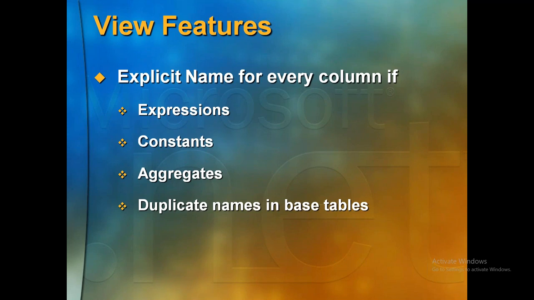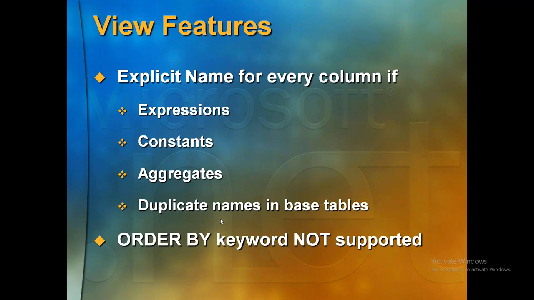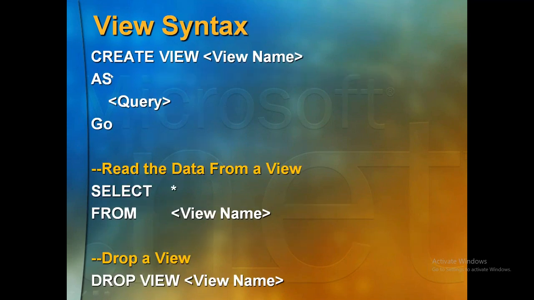Now, an explicit name is needed for every column if there are expressions, constants, aggregates, or duplicate names in the base tables. Now, the order by keyword is not supported in the view. Okay. So what is the view? If you ask me, a view is create a view, view name. A view is a single query. So this is the syntax. Clear? So a view is nothing but a single query only.